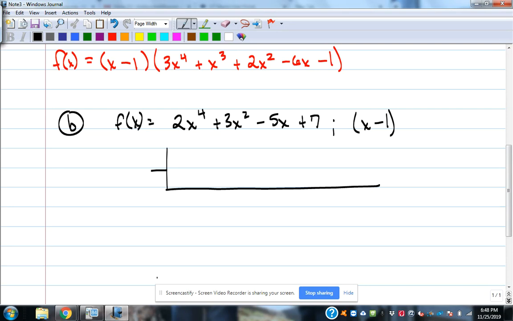So what goes up on the shelf? 1, 2, 3, -5, 7. Oh, what am I missing? A 0, between the 2 and the 3, because we're missing what part? X to the third. So 2, 0, 3, -5, 7. Be careful of that, because leaving out that 0 could mess you up on deciding if it was a zero or not. It might make you think it is a zero, or that it's not a zero when it actually is. So be careful of that. Drop the 2, multiply, and add.